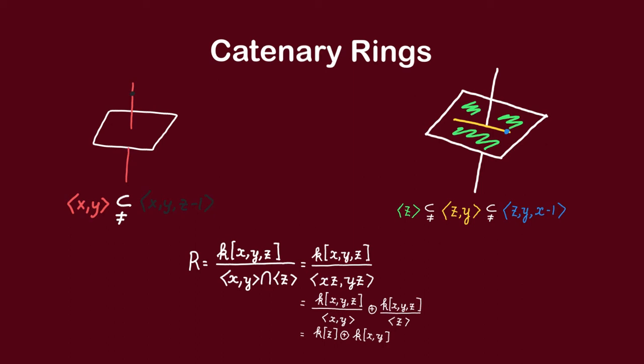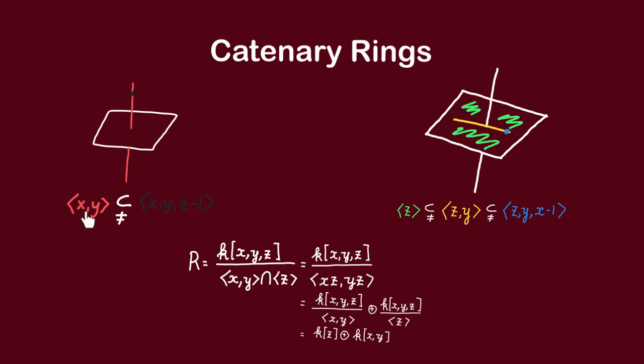Previously, we introduced the notion of catenary rings, and we looked at an example of a ring which is not catenary. Recall that this ring was the coordinate ring of the union of the z-axis together with the xy plane in A3. It's not catenary because it has two maximal chains of prime ideals of different lengths.